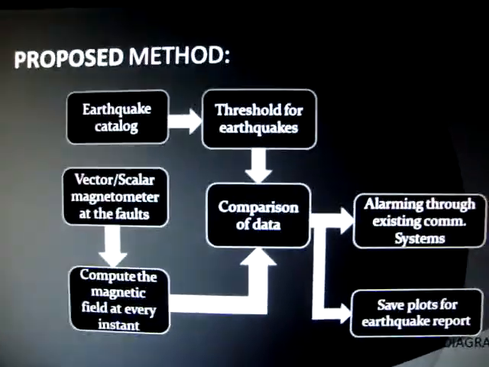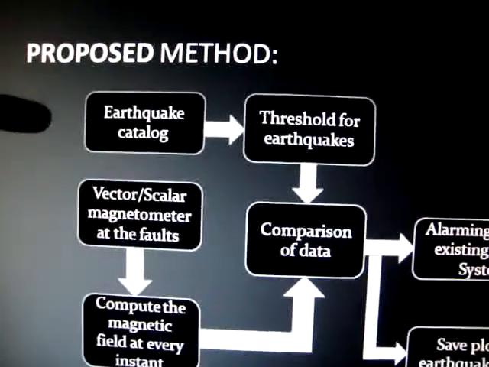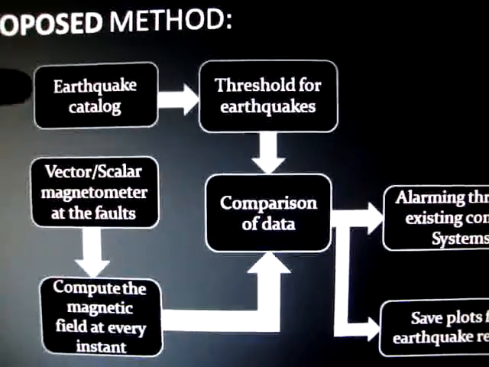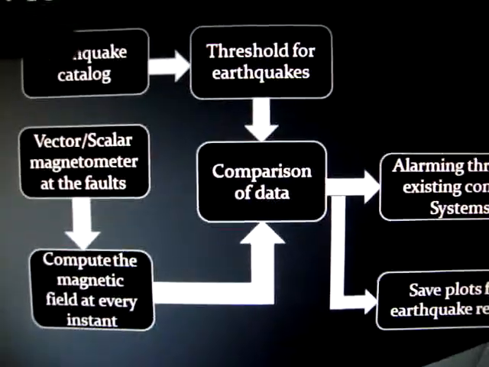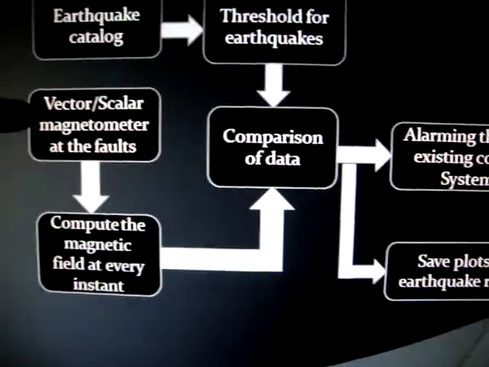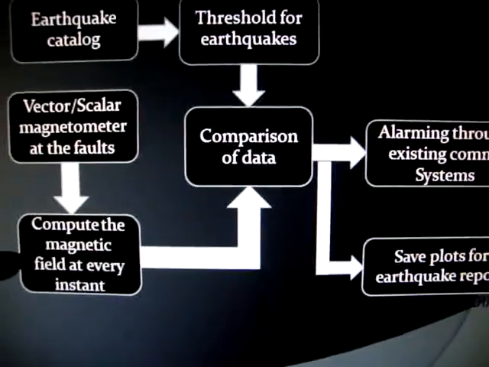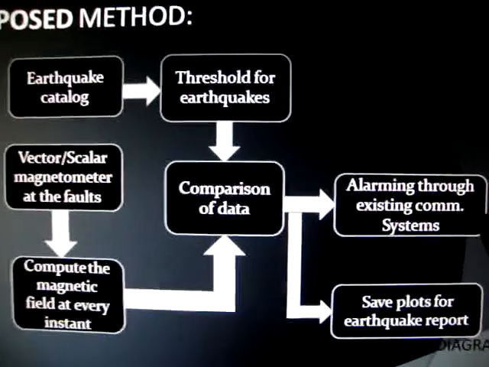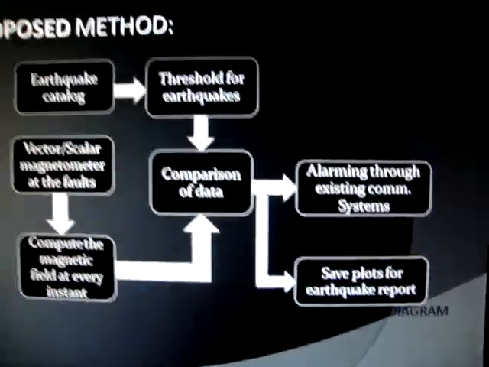Our proposed project's block diagram goes like this. We have an earthquake catalog, which is an already available ready-made database in the NI LabVIEW software, from which we take the peak value. A magnetometer is placed at earthquake-prone regions, from which we compute every instant and take the peak value, compare the data, and alarm the nearest geological center. We also save the plots for future use.